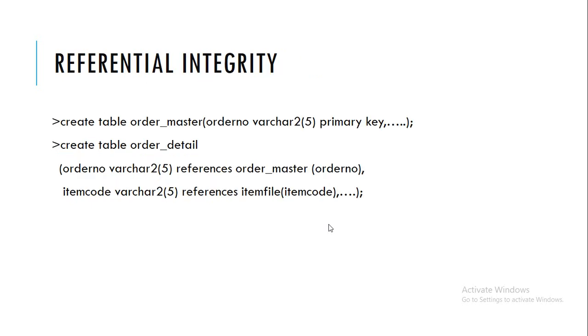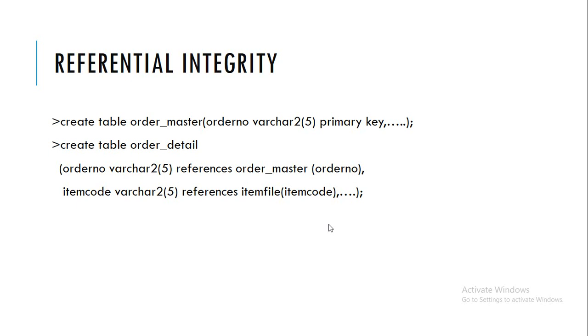Next is another important concept, that is the referential integrity constraint. Like I was telling you some time before, when you have created a student database and the roll numbers are there, and from the second time onwards you are going to use that one, at that point the referential integrity constraint can be used. Like here, first of all, an order master table is created with order number as a primary key, and there are many other columns.